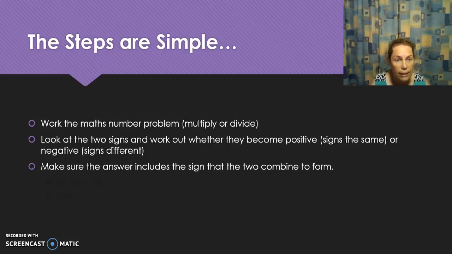So here's another example. Negative 50 by negative 25. If we multiply 50 and 25, we'll get 1,250. The 2 signs are negative, so because the signs are the same, they combine to create a positive. Therefore, our final answer is positive 1,250.